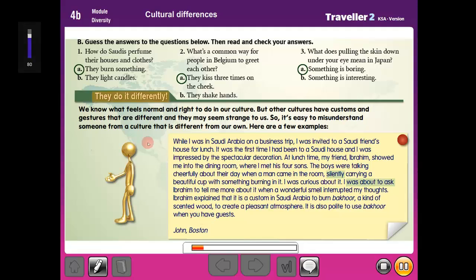They do it differently. We know it feels normal and right to do in our culture, but other cultures have customs and gestures that are different and they may seem strange to us. So, it's easy to misunderstand someone from a culture that is different from our own. Here are a few examples.